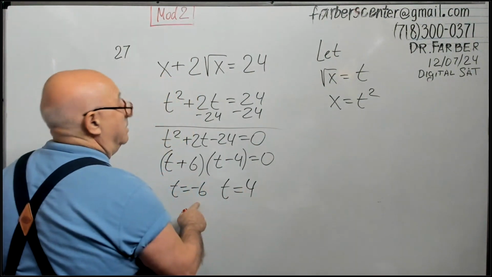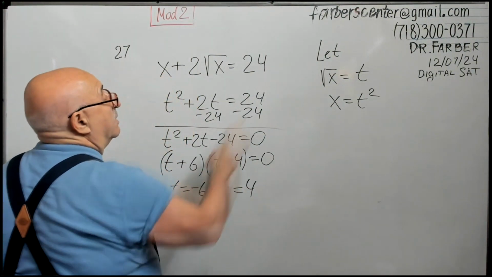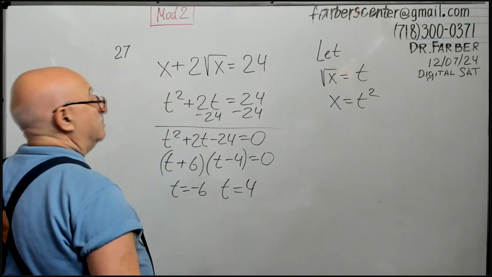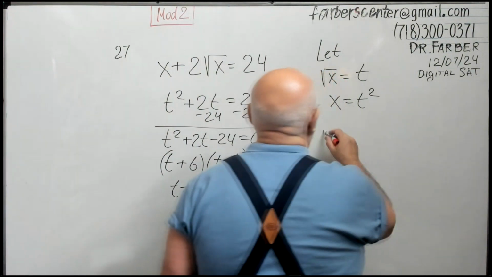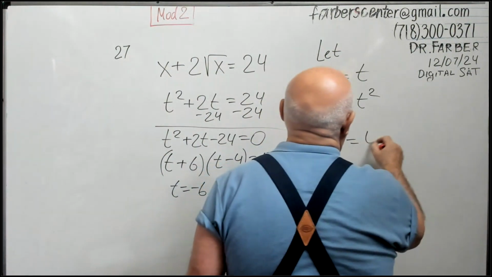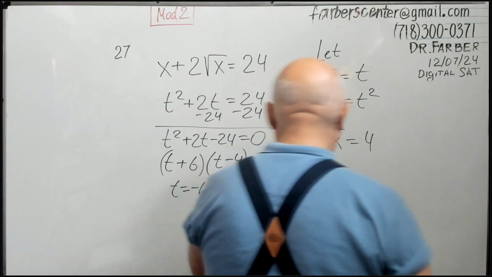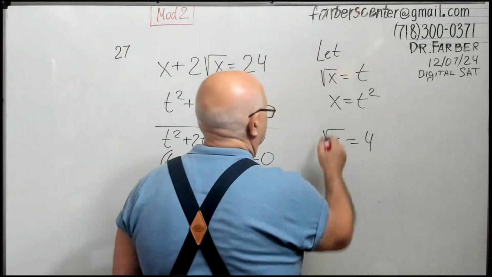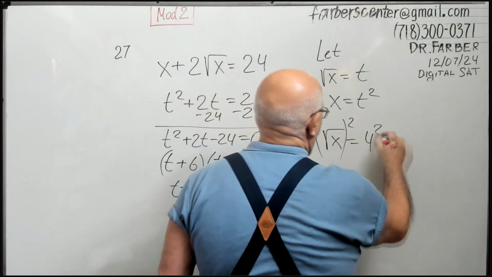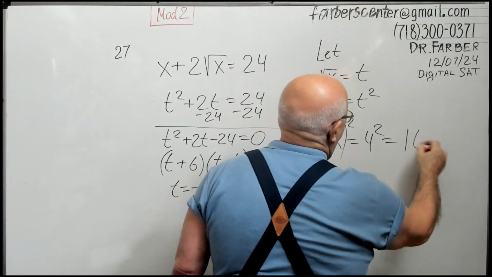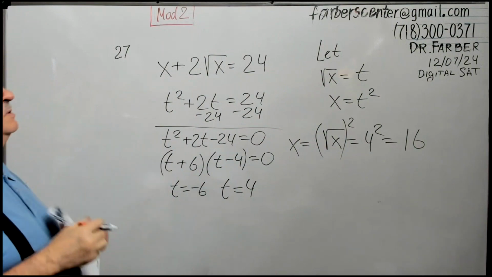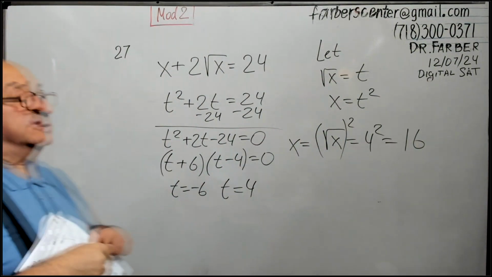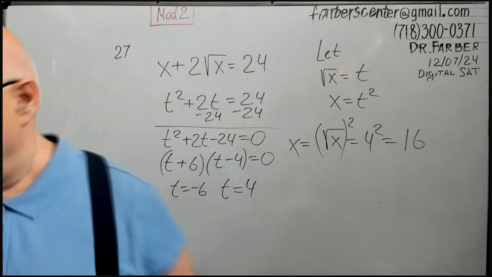This is impossible because a square root must be positive. So if t equals 4, so square root of x equals 4, what do they ask you to find? Find x. Well, put both parts to the second power. x equals 16. Many questions are based on substitution. I am already used to this substitution. You can use any letter for this.